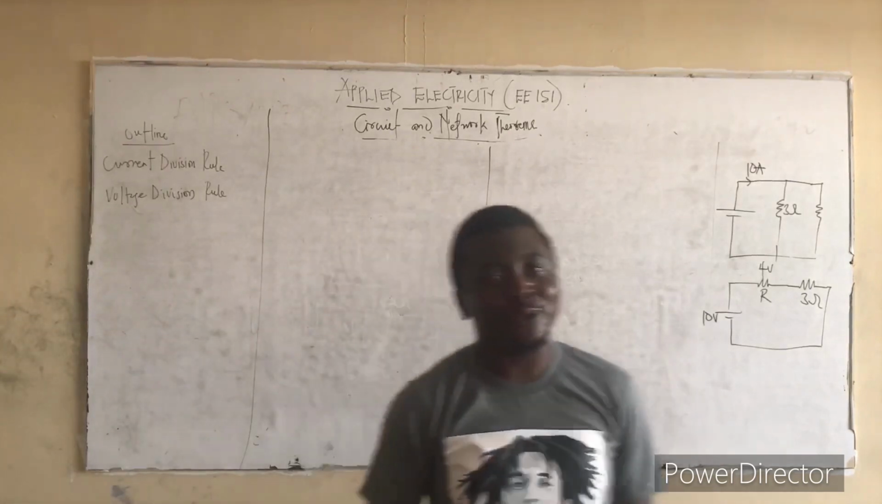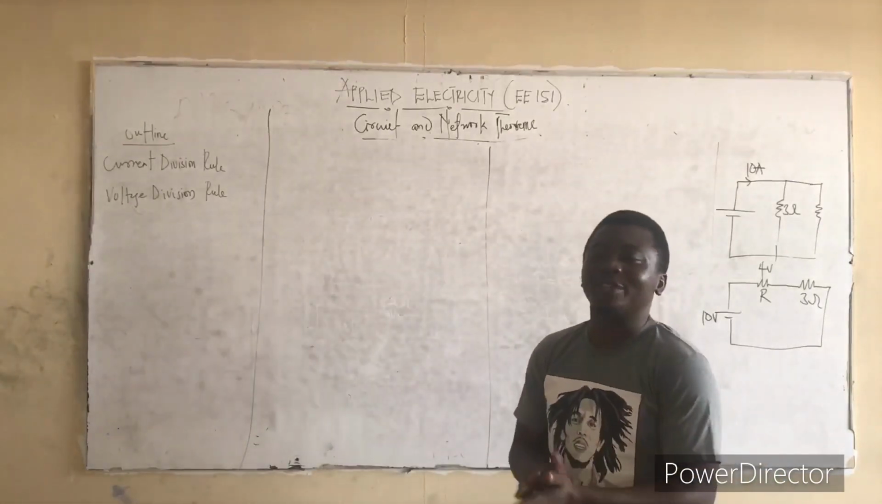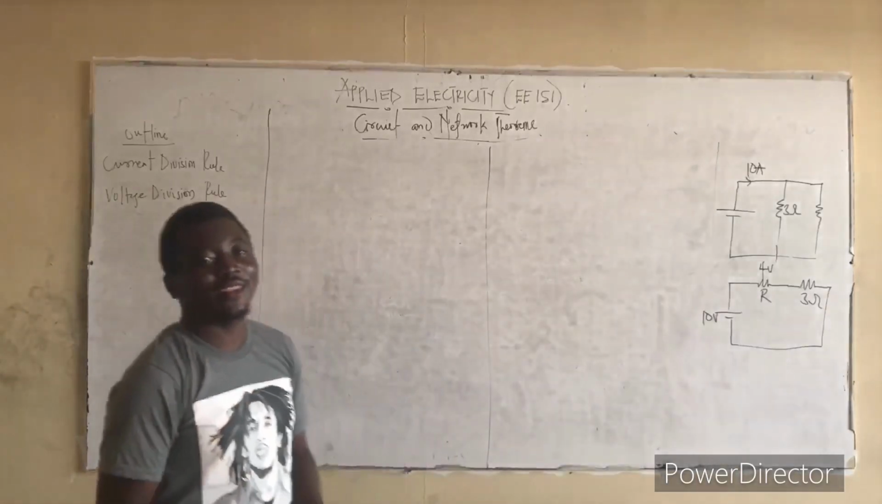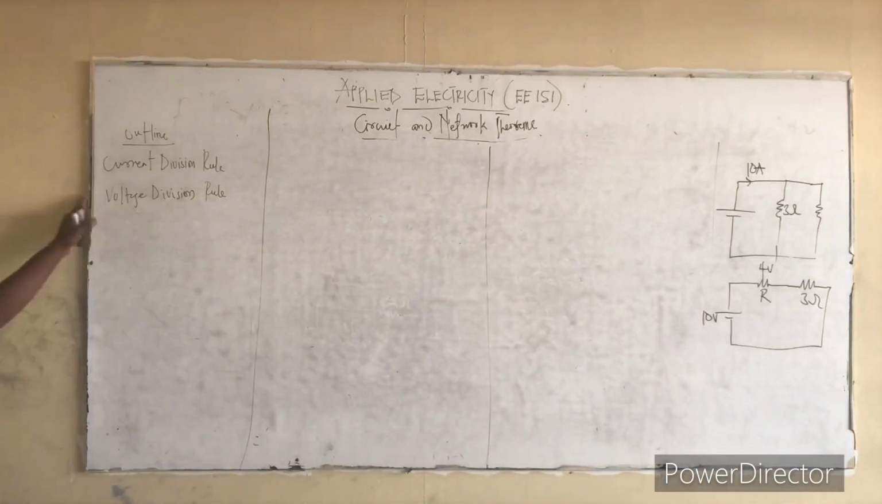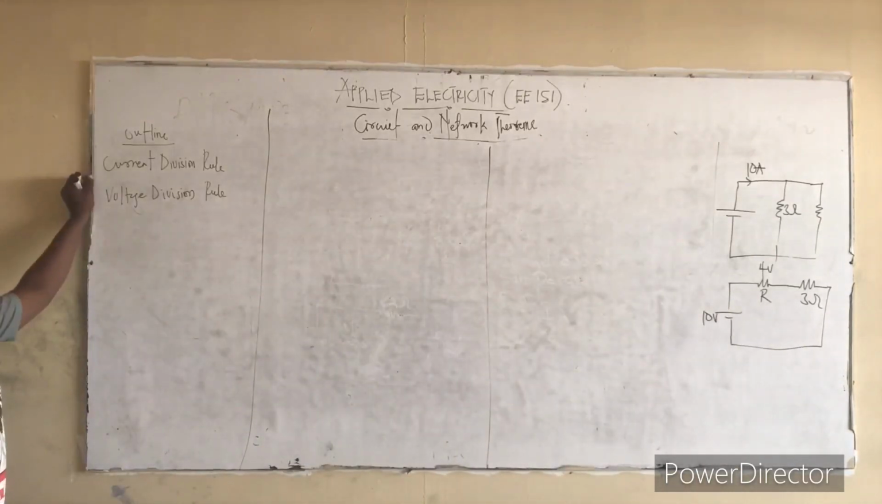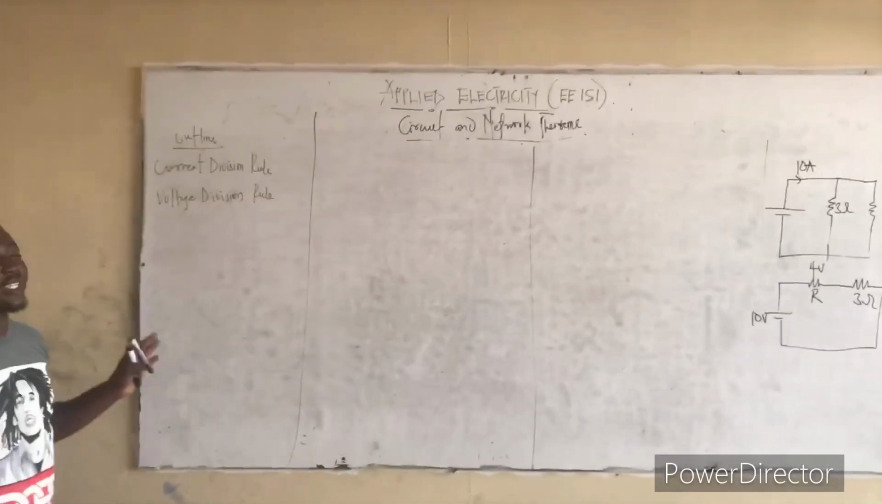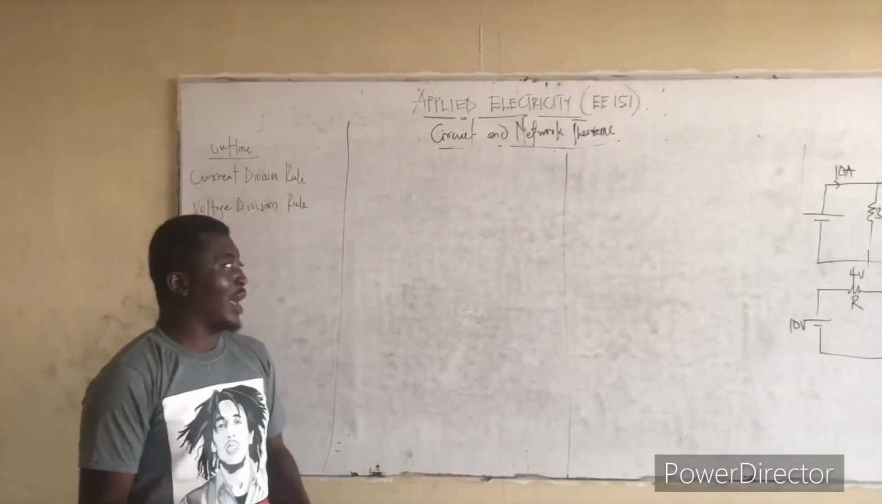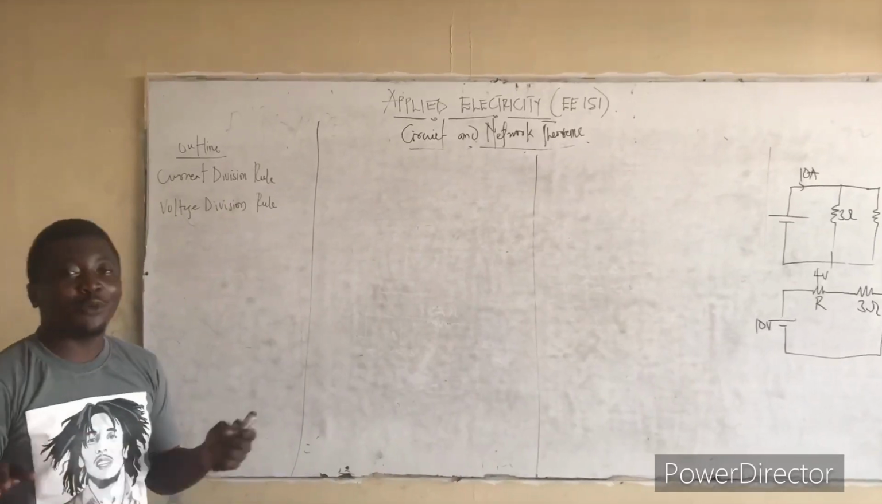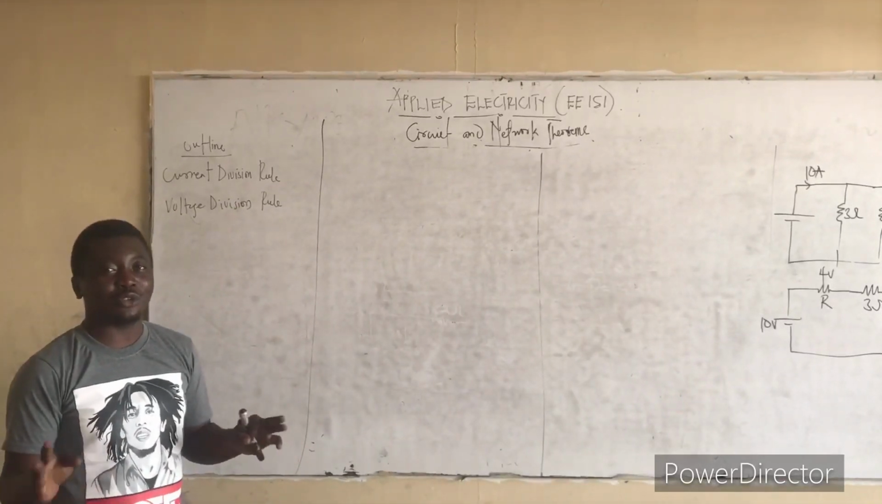Welcome to another episode on Applied Electricity, Practically Solo, because today our outline is just the current division rule and the voltage division rule. Yeah, I can see most of you are already complaining about us not solving a lot of questions.